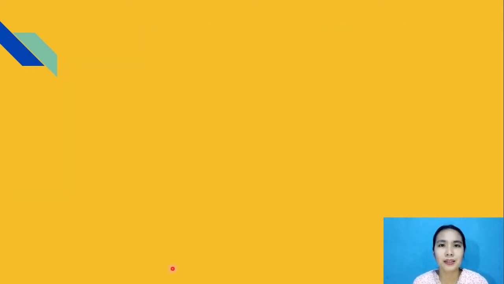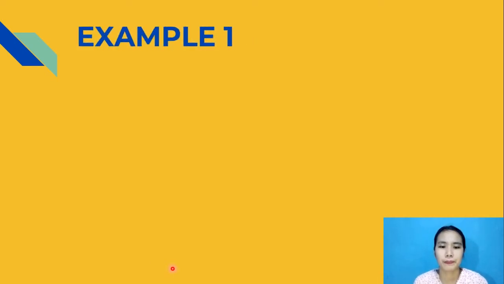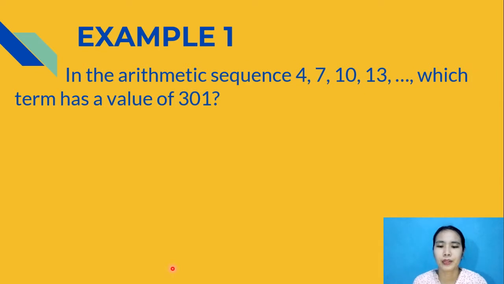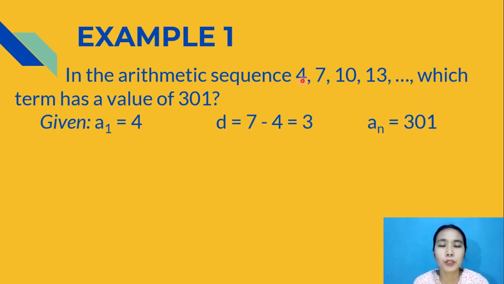Let us now apply the given formulas in solving problems. Example number 1. In the arithmetic sequence 4, 7, 10, 13, and so on, which term has a value of 301? The given are, the first term, a sub 1, is 4. Our d is 7 minus 4, 10 minus 7, 13 minus 10, which is equal to 3. And our a sub n, or last term, would be equal to 301.